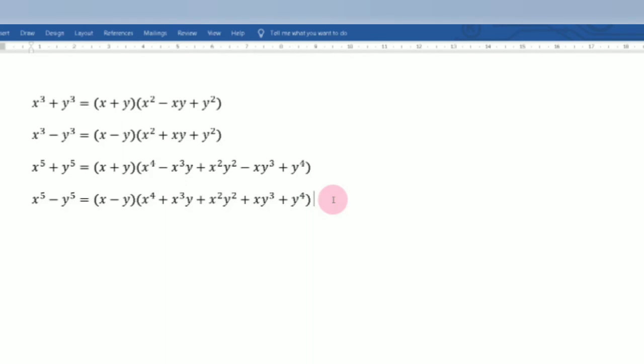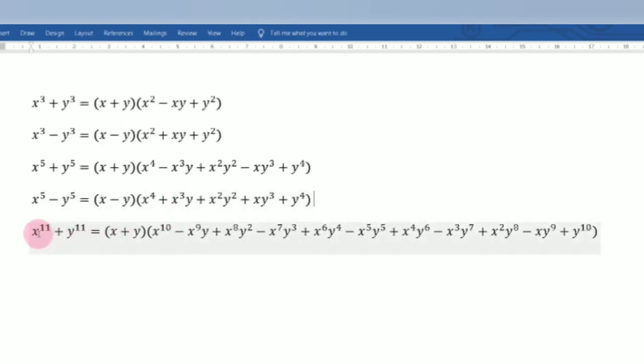So in the extreme case, if we use x to the 11th power plus y to the 11th power, again, only for odd numbers, not even numbers. We begin with x plus y first, and see the pattern here: subtraction, addition, subtraction, addition, and so on. The x begins with the 10th power, since it is 11 minus 1, and then decreases one by one: 7, 6, 5, 4, 3, 2, 1, 0. And for the y, it's increasing from 0, 1, 2, 3, 4, 5. And the best thing is there is no coefficient, so it's very easy to memorize.